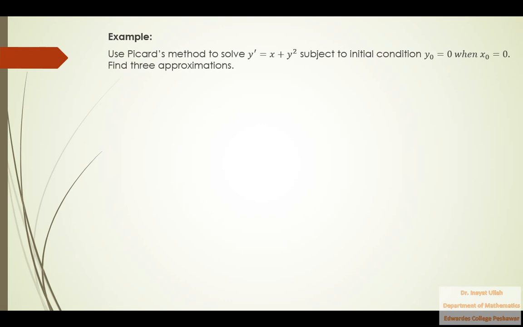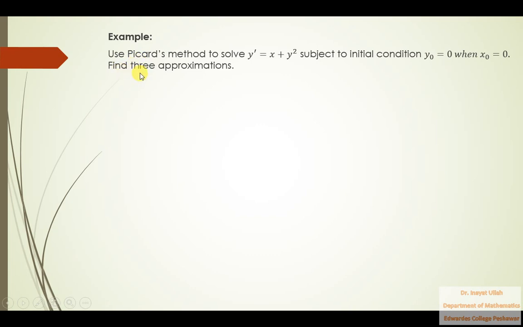In this example, we are asked to use Picard's method to solve a differential equation, this differential equation y prime is equal to x plus y square, subject to the initial condition y naught is equal to 0 and x naught is equal to 1. You see that y prime is given to you, and the initial approximation or initial guess is given to you, and you need to find the solution of this differential equation by using Picard's method.